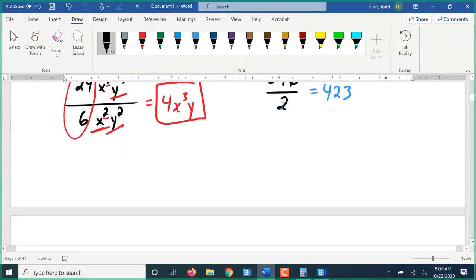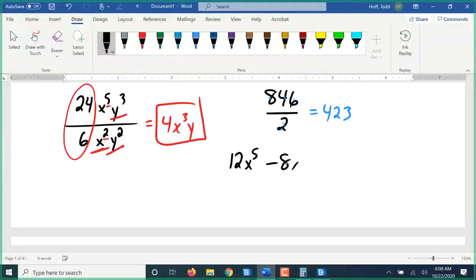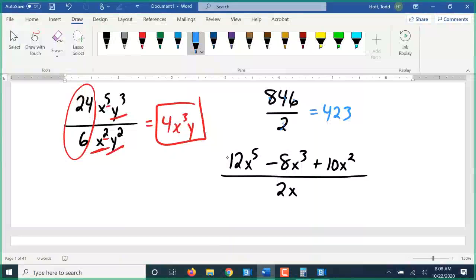If I have, let's keep that on the page here, 12x to the fifth minus 8x to the third plus 10x squared. If I'm dividing by 2x, I'm going to divide each digit. 12x to the fifth divided by 2x. 12 divided by 2 is 6. X to the fifth divided by x. Well, I think of that as x to the 1, so 5 minus 1 is 4. That's x to the fourth.